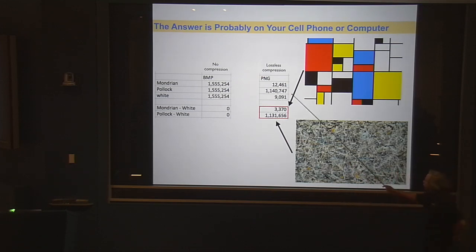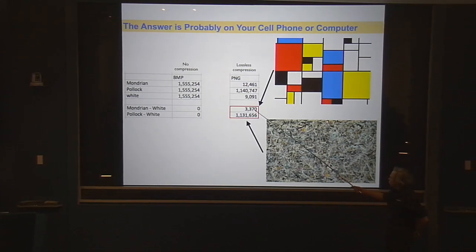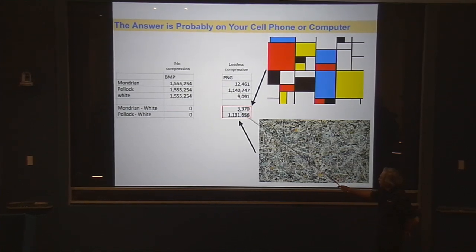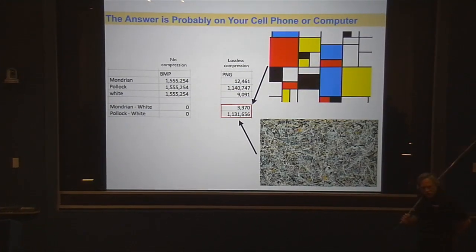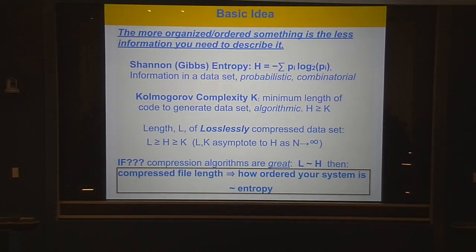And if you just look at what it does with the Mondrian, it's only 12,000, subtracting the overhead, it's 3,000. Subtracting the overhead from the Pollock, it's a megabyte. So you can tell from that directly, quantitatively, that the Mondrian is more ordered than the Pollock, okay? Quantitatively, a factor of almost 300. Now, the basic idea I want to get across is that the more organized, ordered something is, the less information you need to describe it. That's the essence of the idea.